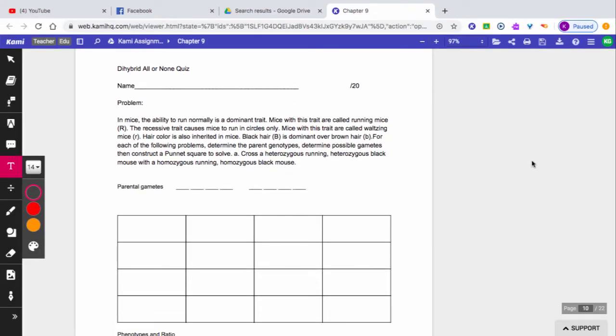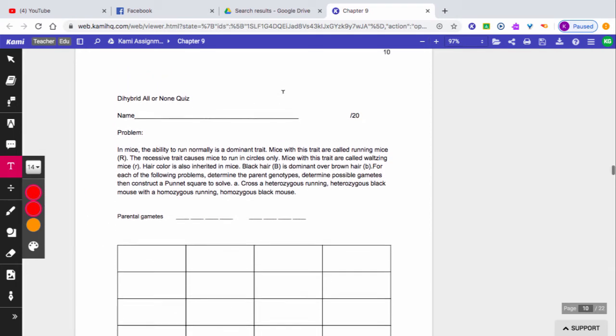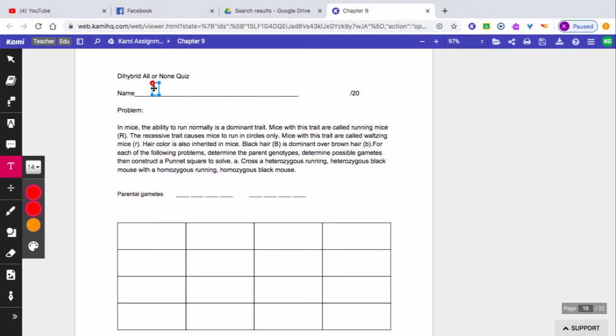Okay, guys, I'm home with a sick kid today, so I am going to create a key for pages 10 and 11, I believe. Yeah, 10 and 11 for your dihybrid. And if you follow this, you'll have no problem on the quiz. I want to make sure that you're able to do these.